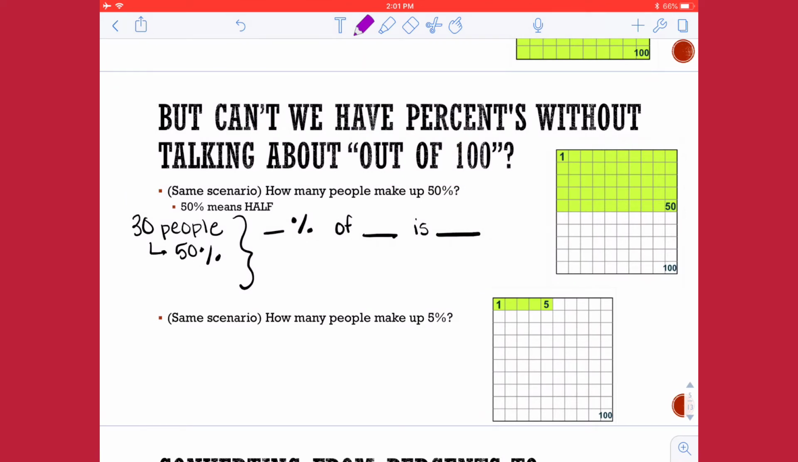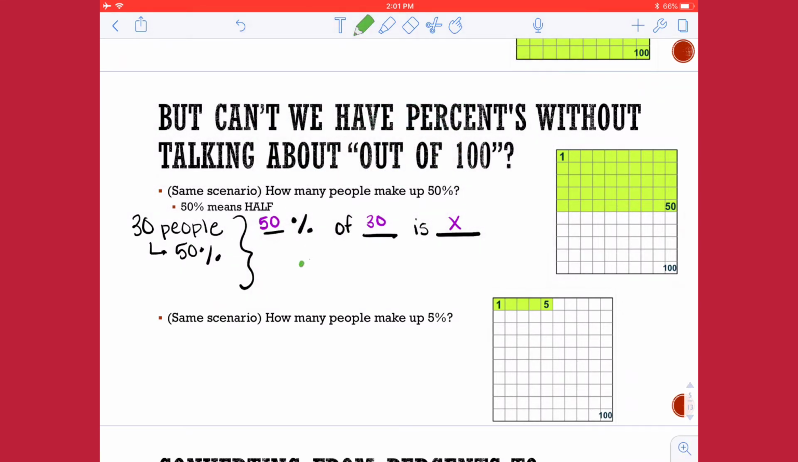So what percentage am I looking for? I'm looking for 50% of how many? So what is my total amount? Well, in this case, it's of 30. And what is it? Well, that's my unknown. I'm going to call that X, right? That's the thing that I'm looking for. So when I am going to actually go to solve this, I'm going to do this in green.